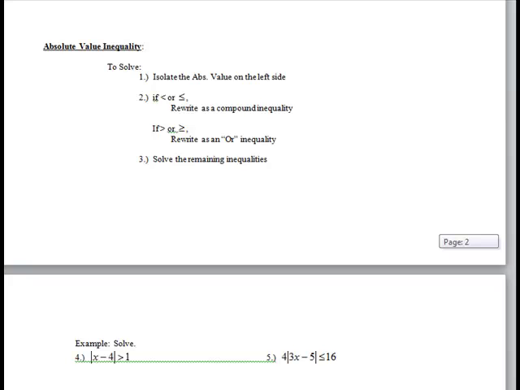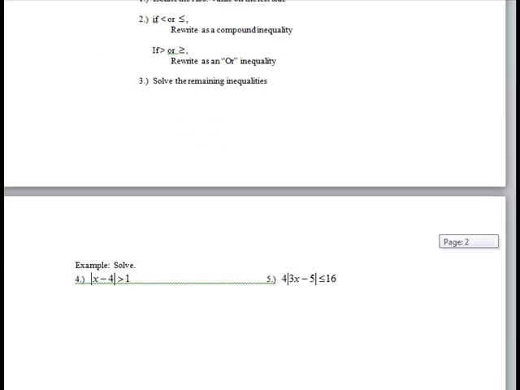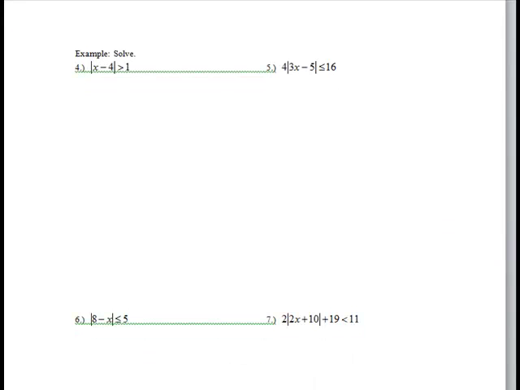If the inequality sign is less than or equal to, we drop the absolute values by rewriting it as a compound inequality. If this inequality symbol is greater than or equal to, we're going to drop the absolute values by rewriting it as an OR inequality. And then you just solve the remaining problem. So let's look at example 4. You see an inequality symbol, you see an absolute value, so absolute value inequality.